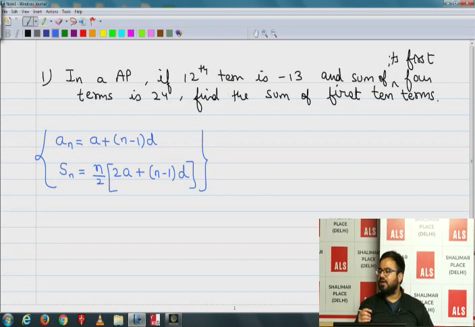Whenever we have to find the sum or the nth term, whatever you have to find, two variables are very important in the AP. One is the first term, which is indicated by a, and the second one is the common difference, which is denoted by d. So using these two conditions which are given, try to figure out the values of a and d, and let me know whether you are able to solve it or not.